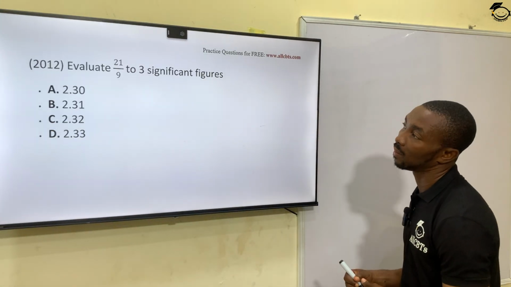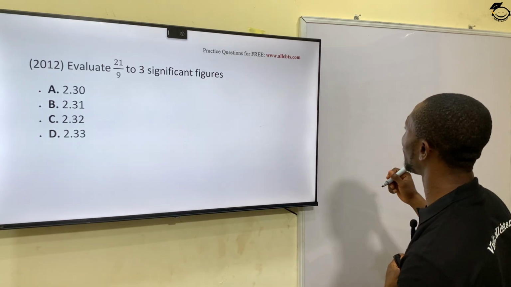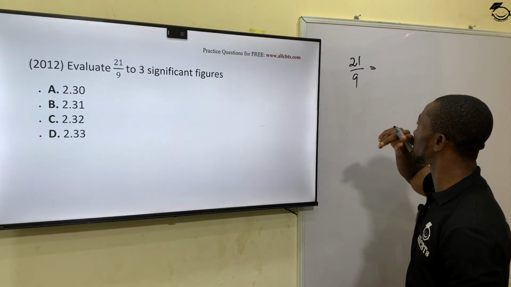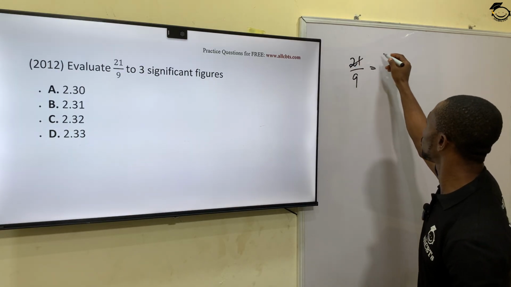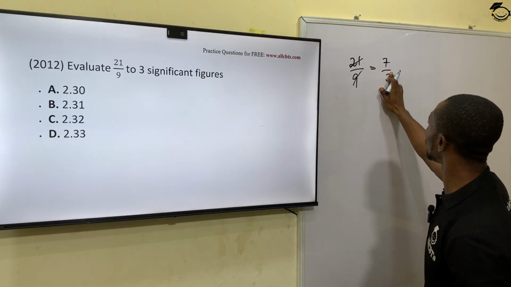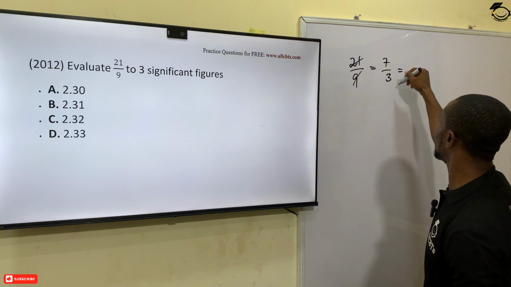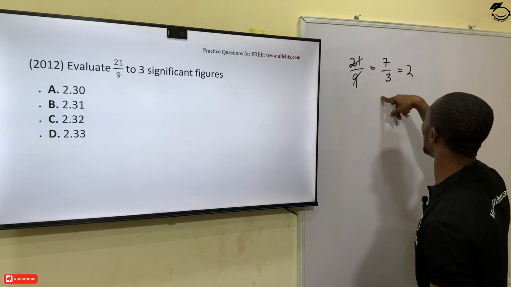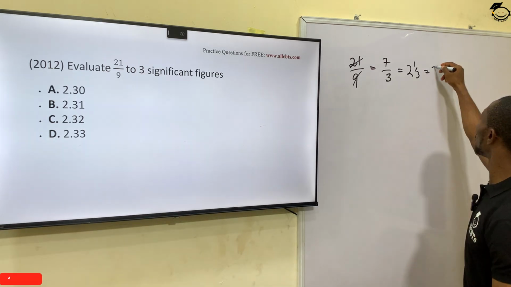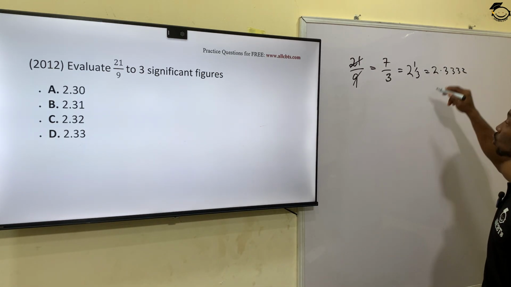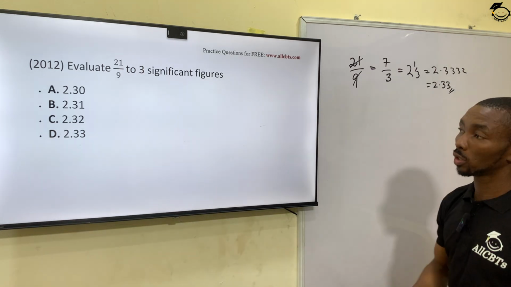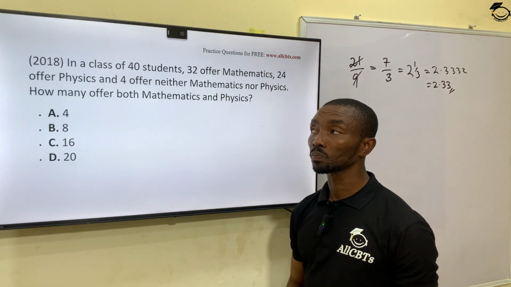Evaluate 21 divided by 9 to 3 significant figures. Now, we have 21 over 9. First, we will reduce to its lowest term using 3. 3 into 21, 7. 3 into 9, 3. So, 7 divided by 3 will give us 2 whole number, 1 over 3, which in decimal points will be 2.3333. So, to 3 significant figures will be 2.33, which is our option D.